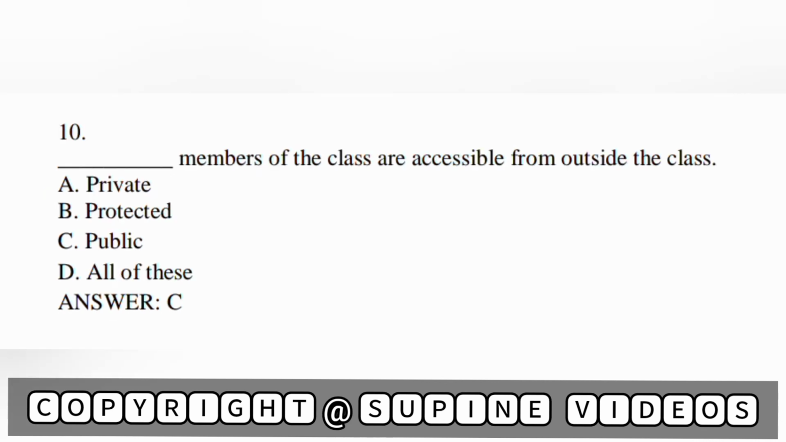Question number 10. Dash members of the class are accessible from outside the class. Your options are A. Private, B. Protected, C. Public, D. All of this. The answer is option C. Public. So, public members of a class are accessible from outside the class.